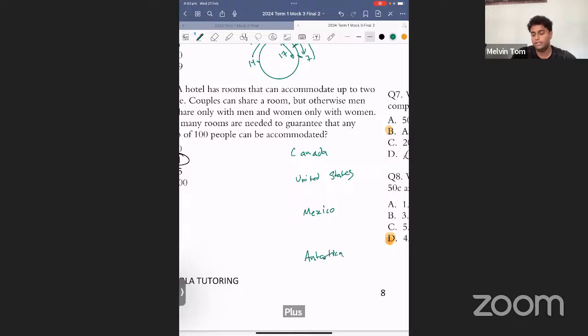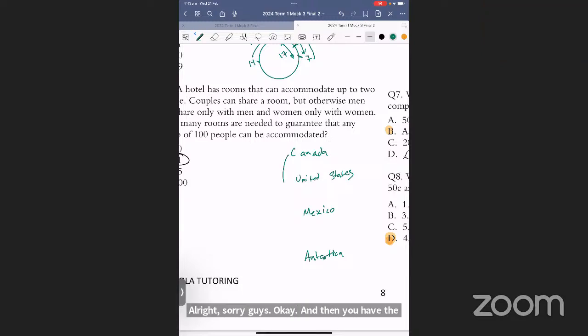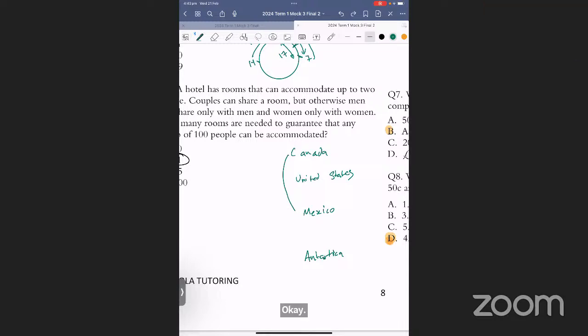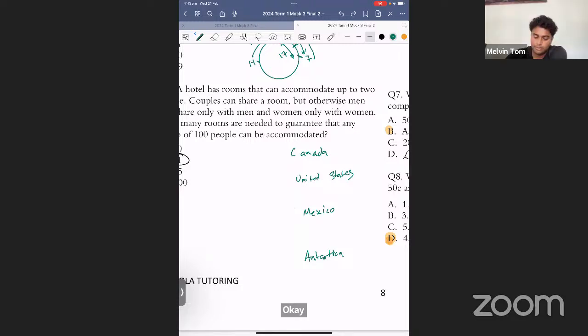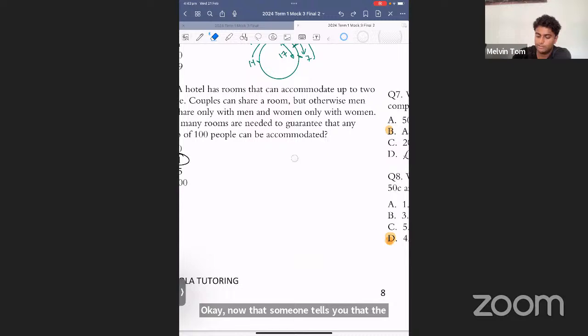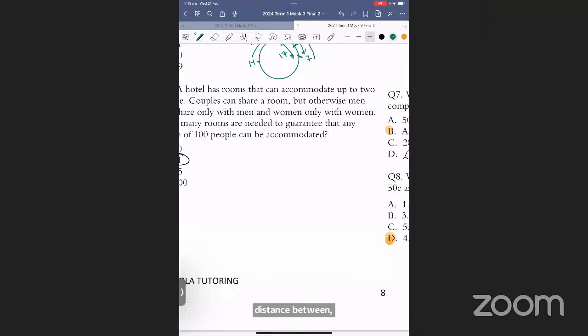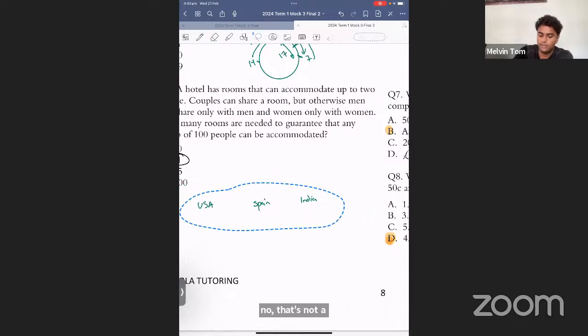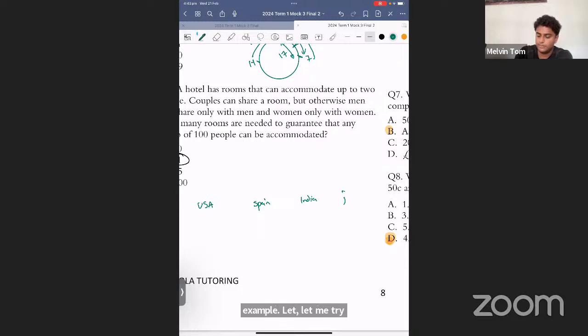Now, Aditya, someone tells you that the distance from Canada to Mexico is the same as from Mexico to Antarctica. Actually, let's do another way. No, that's not a good example. Let me try another way. So let's say you have USA here on the left-hand side, then we have Spain, and then you have India, and then we have Japan.